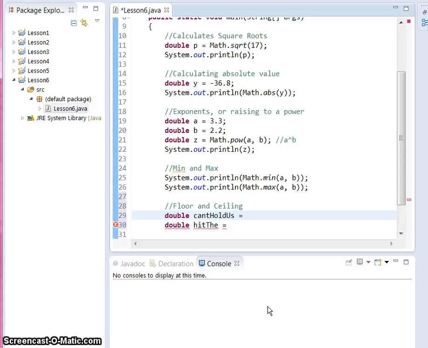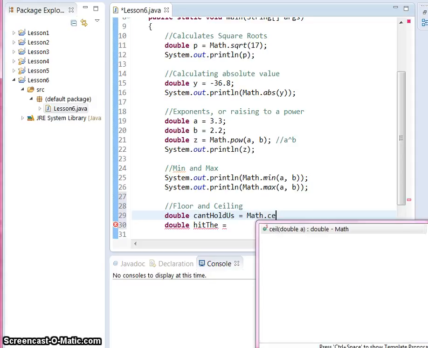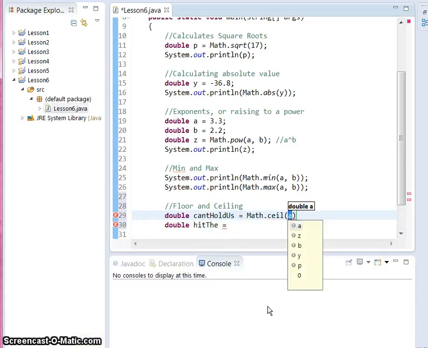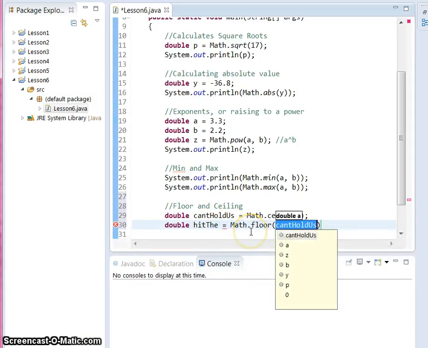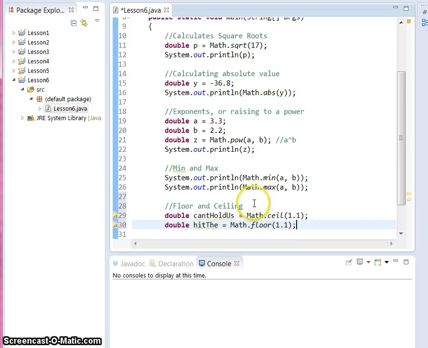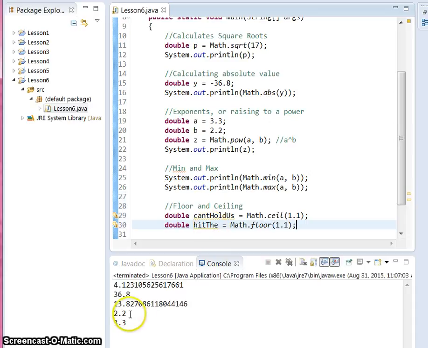In here, you would set up the ceiling like math.ceil. It's not the full word, but you would put in the beginning of ceil. We're going to do this for both ceiling and floor. And then we're also going to put in 1.1. You could also set up a variable, it's 1.1, and put that in there. So if we hit run, nothing happened because we didn't print it.